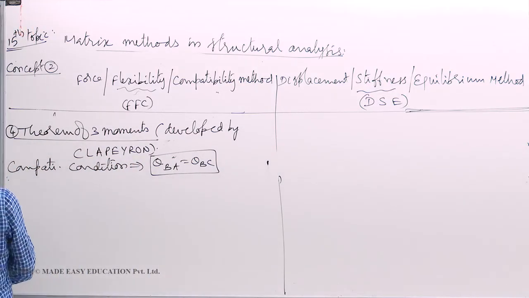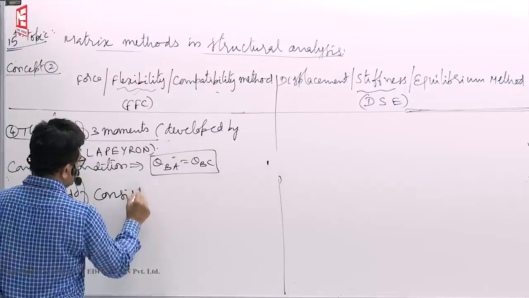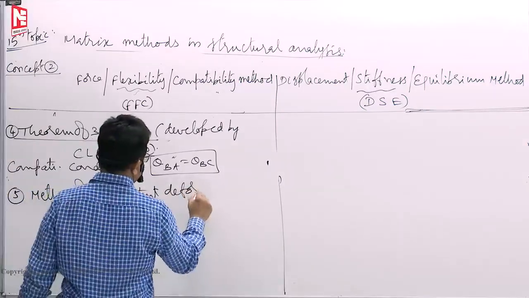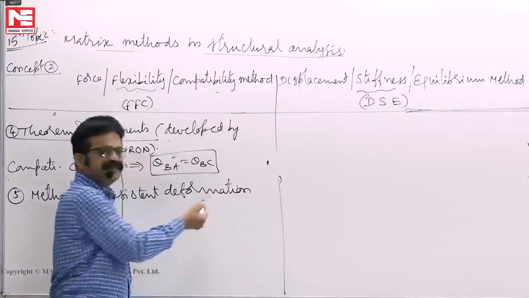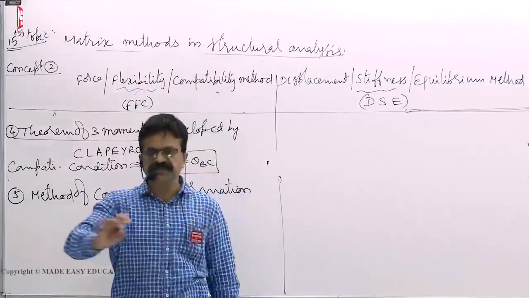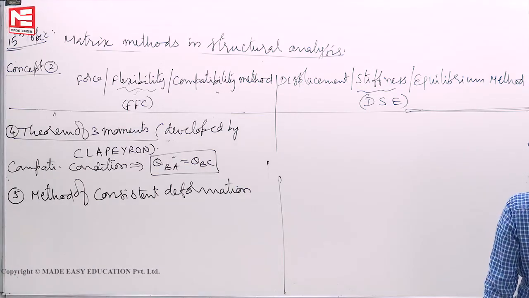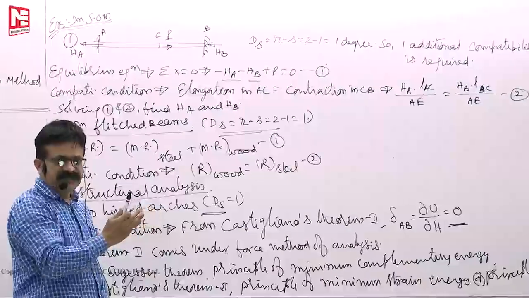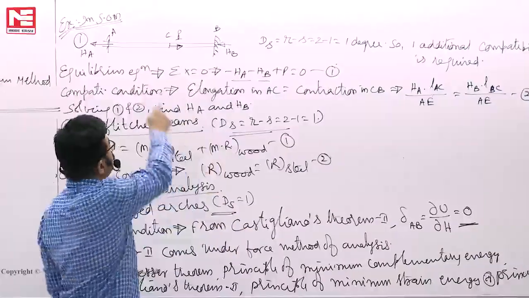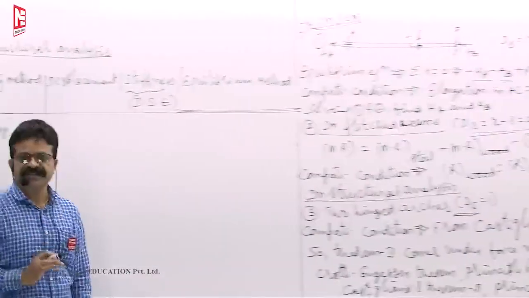Okay. Then the method of consistent deformation. Earlier we sometimes called it the method of consistent deformation. Nothing but compatibility conditions only. Consistent deformation means deformations are consistent with the continuity of the structure. Here also, consistent deformation or compatibility means if the AC member elongates by 10 mm, the BC member must contract by 10 mm only. So that means deformations are consistent with the continuity of the structure. That's why we also call it consistent deformation.